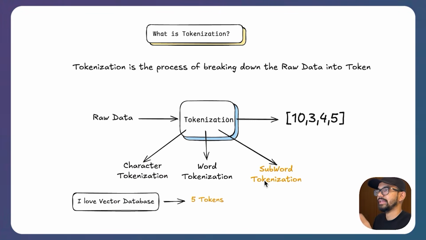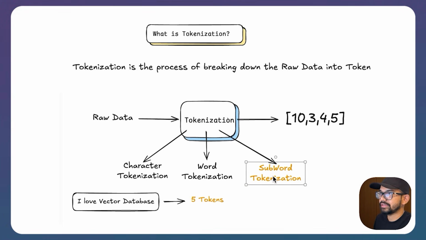Okay, so that's the main concept that you need to understand about tokenization, right? And the sub-word tokenizer is what all the modern LLMs use to optimize the number of tokens. So that's the key takeaway from this video.